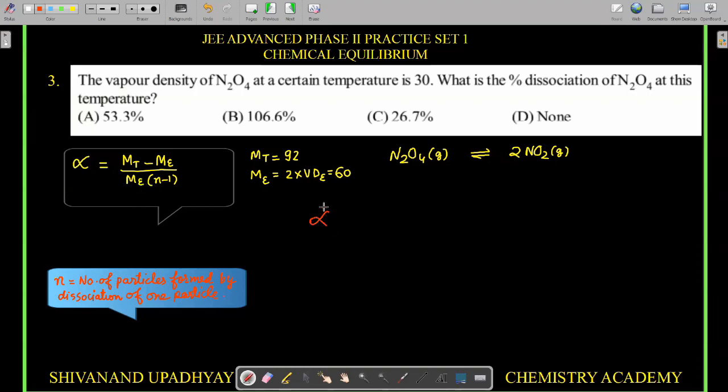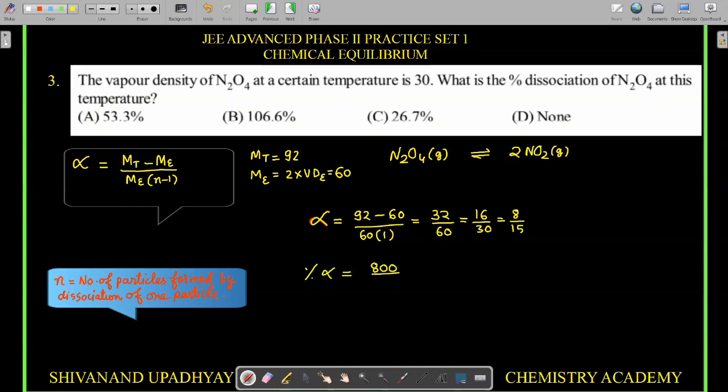So the degree of dissociation, alpha, is equal to theoretical molar mass of N2O4, which is 92, minus experimental molar mass, which is 2 into the given vapor density, that is 60, upon experimental molar mass 60, times n minus 1. The n value will be 2, so 2 minus 1 will be 1. If I simplify, we can write 32 divided by 60, which can further be simplified to 16 divided by 30, or again 8 by 15.